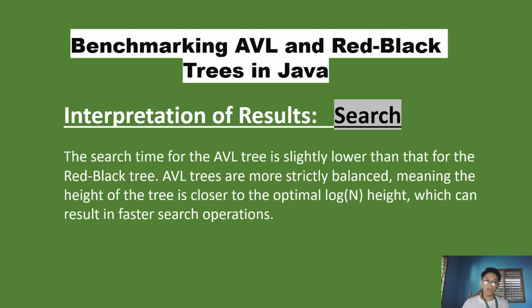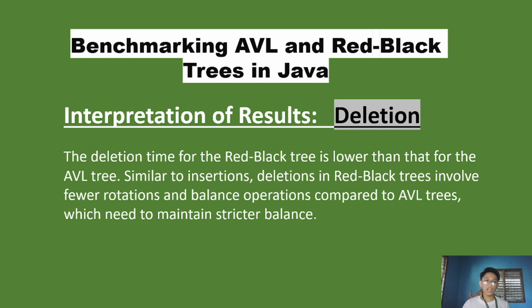In the interpretation of results based on search time, the search time for the AVL tree is slightly lower than that for the red-black tree because AVL trees are more strictly balanced, right? Meaning the height of the tree is closer to the optimal log n height, which can result in faster search operations. Lastly, we're going to talk about the interpretation of the deletion result.